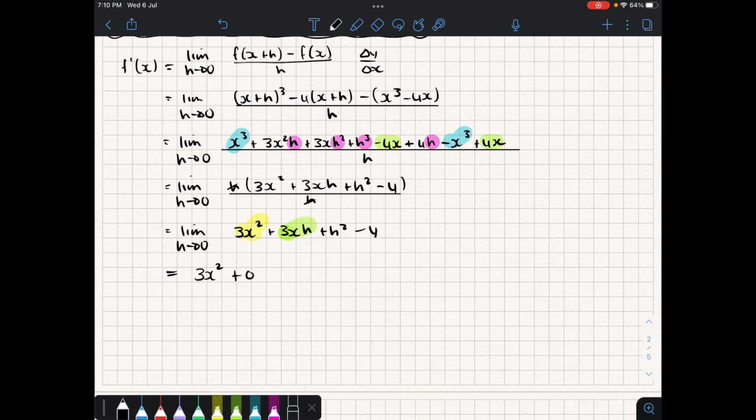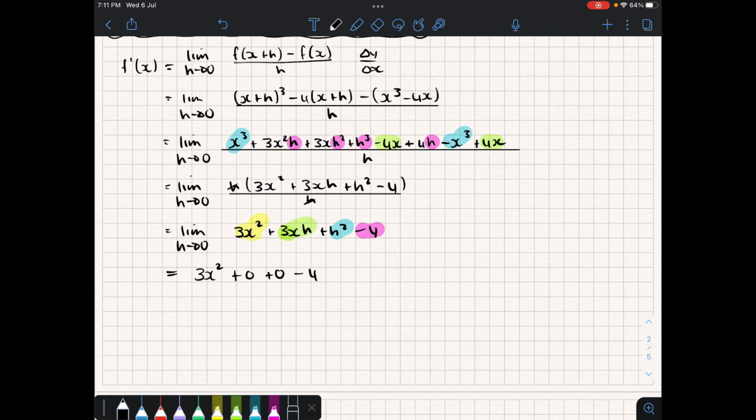And the same thing can be said for h squared. So as h approaches 0 and gets really, really small and close to 0, the values for h squared would approach 0. And you can test this out in your calculator if you want. Put in smaller and smaller numbers for h, and you'll see it just gets smaller and smaller and closer to the value of 0. Right, and finally we have minus 4. Minus 4 doesn't care about h. There's no h attached, and so it stays minus 4.